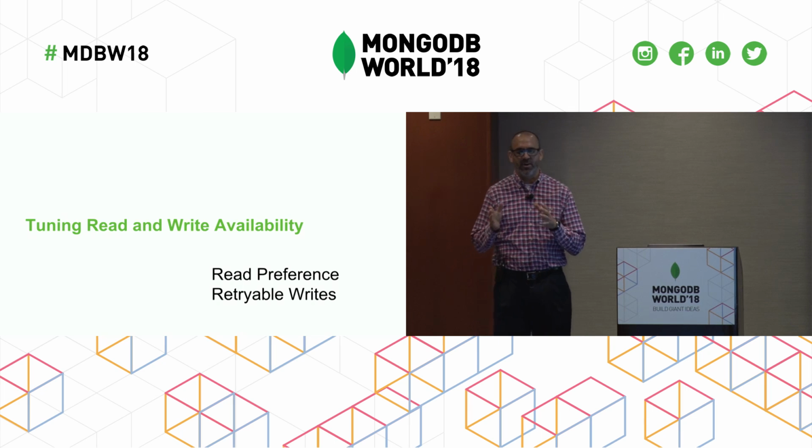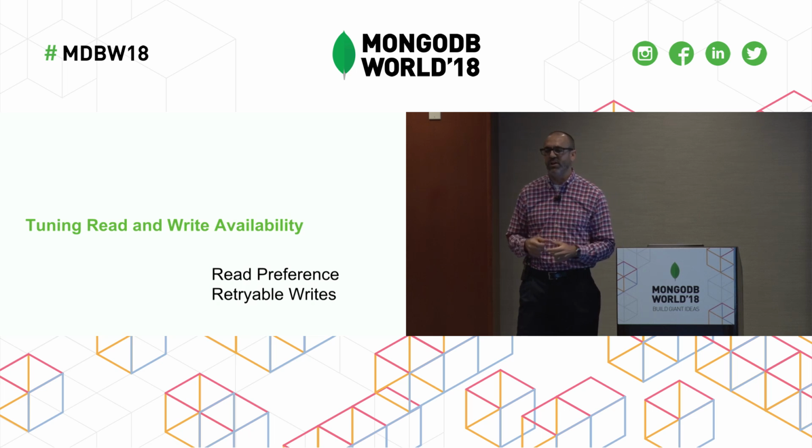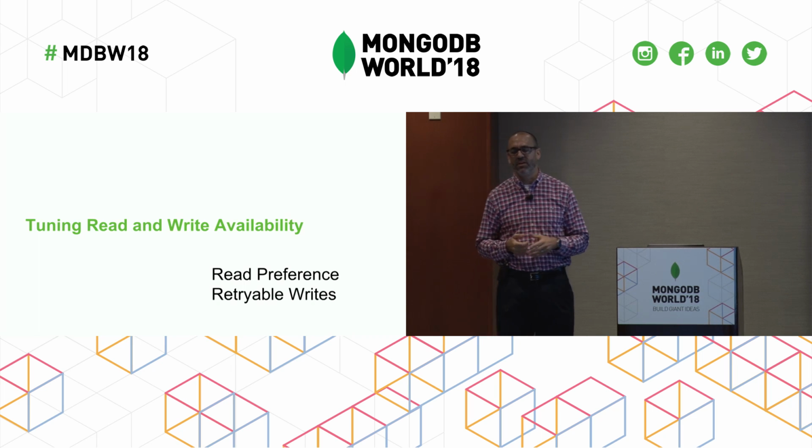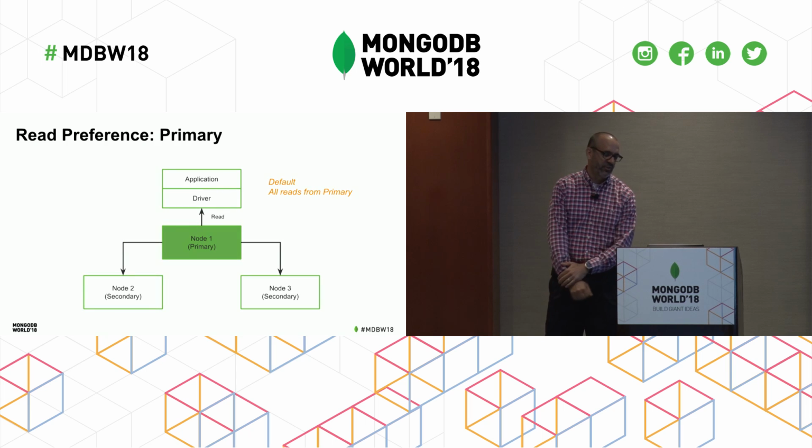So that's the basics. But we can tune the behavior of a replica set with lots of these different parameters I talked about. So let's talk about how we can tune replica sets for read availability and write availability. There are two main features for doing that in MongoDB: read preferences and retryable writes. So let's drill into those.